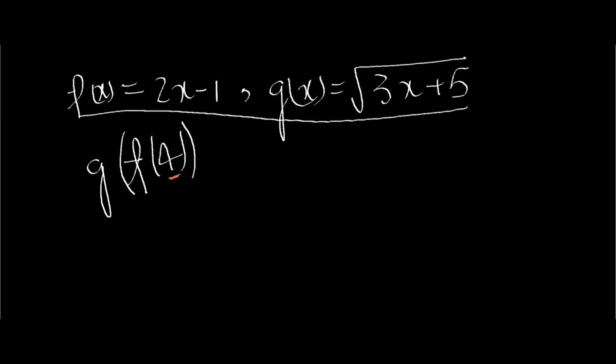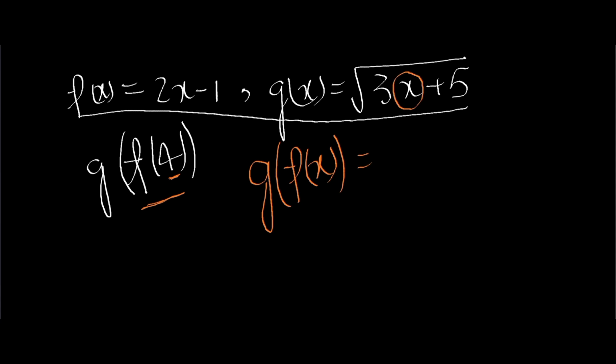So how to do this? As you can see, f of x is in the domain of g of x, so it becomes g f of x. This is the f of x function, which is 2x minus 1. It is in the domain of g of x, so I'm going to put this 2x minus 1 in the domain of g of x. So it would be 3 times (2x minus 1) plus 5, and I have to put the under root.